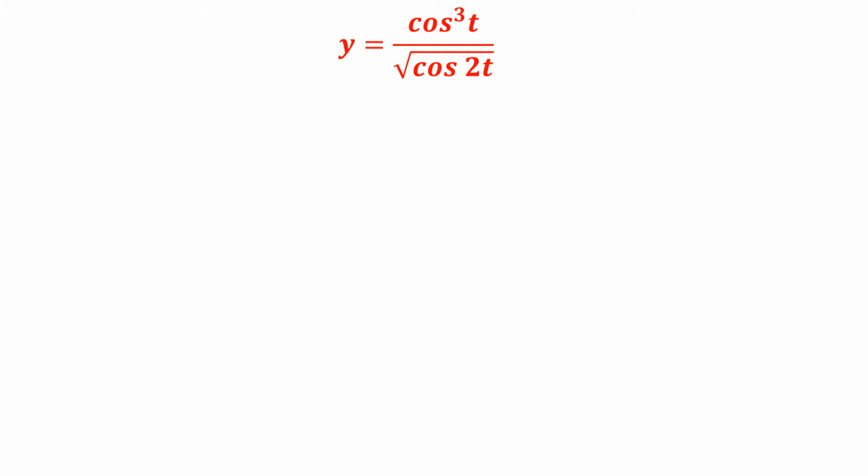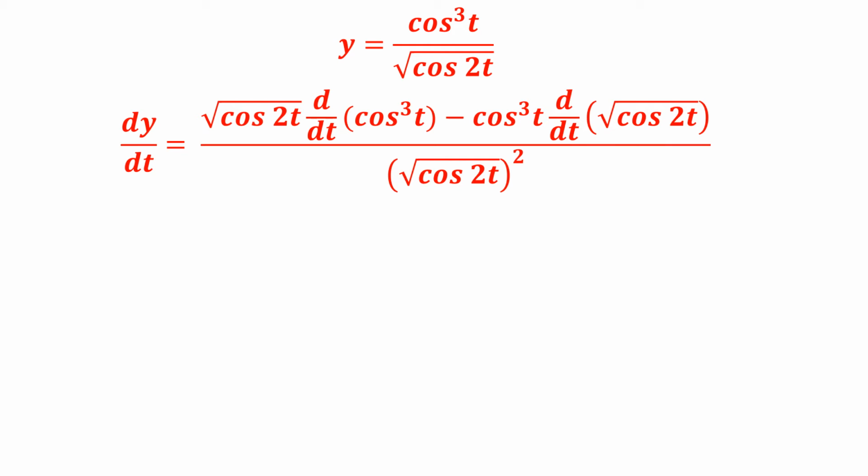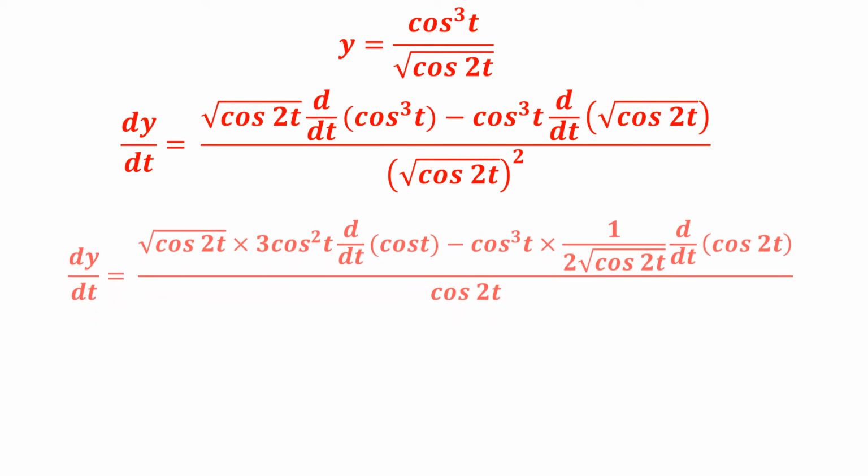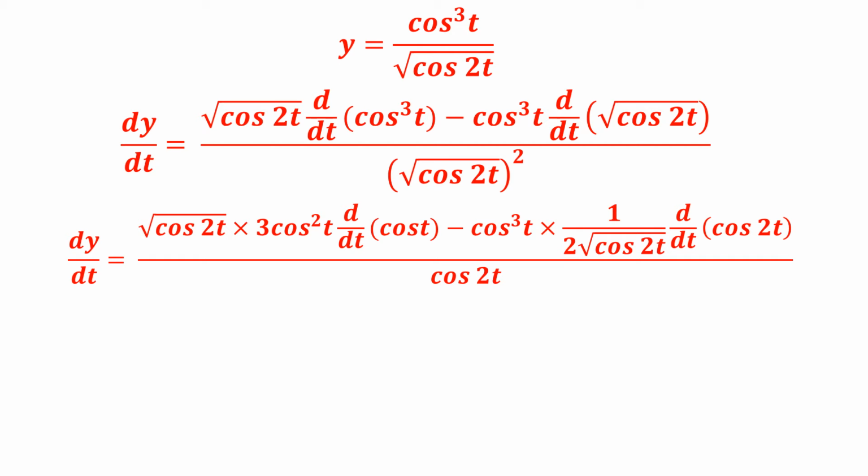We have to use the division formula, that is u by v form. Denominator the whole square, denominator into d by dt of the numerator, minus the numerator cos cube t into d by dt of the denominator root cos 2t. Let us try to differentiate from left to right. Root cos 2t into differentiation of cos cube t is 3 cos square t into d by dt of cos t by making use of chain rule, minus cos cube t. Square root of something is 1 by 2 into square root, therefore root cos 2t gives 1 upon 2 times root cos 2t into d by dt of whatever is inside the square root, that is cos 2t, by making use of chain rule.